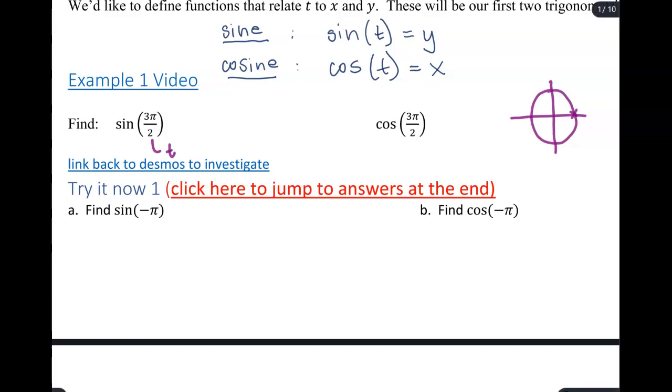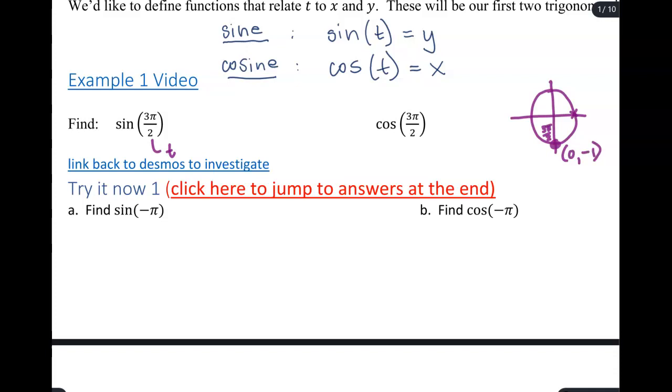So up here at the, let me grab a highlighter, up here at the top, that's 1 pi over 2. And then halfway around is 2 pi over 2s, which is the same as pi. And then down to the bottom is 3 pi over 2. So 3 pi over 2 is going to set me at the point (0, -1).